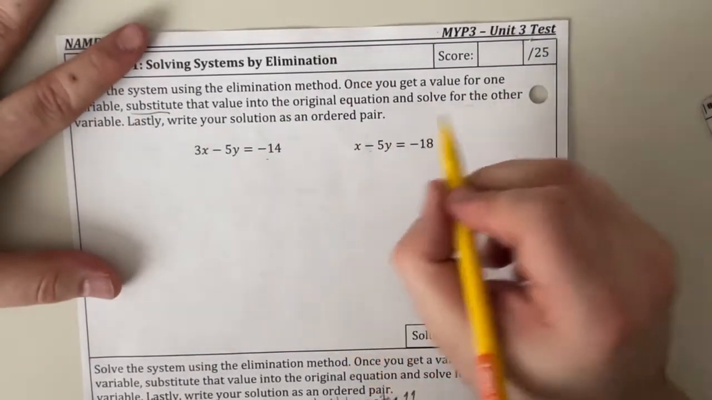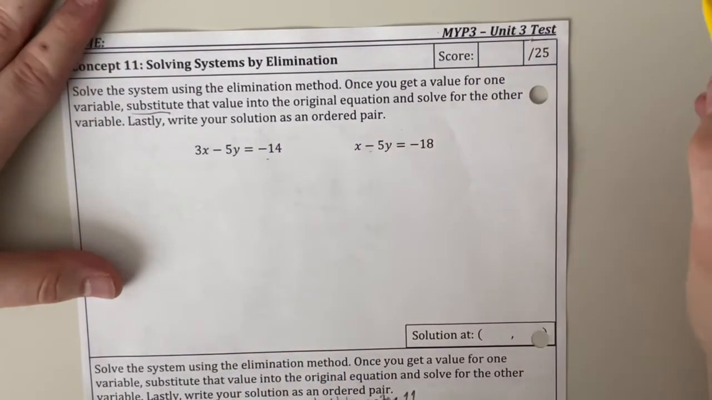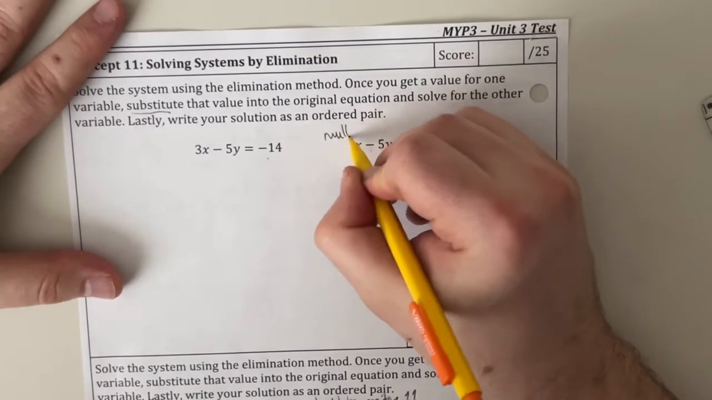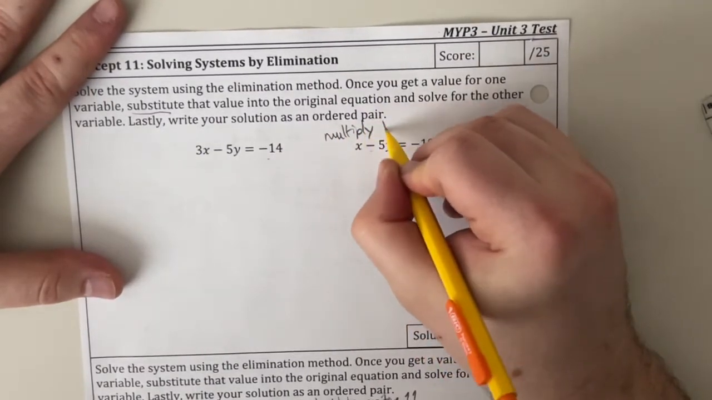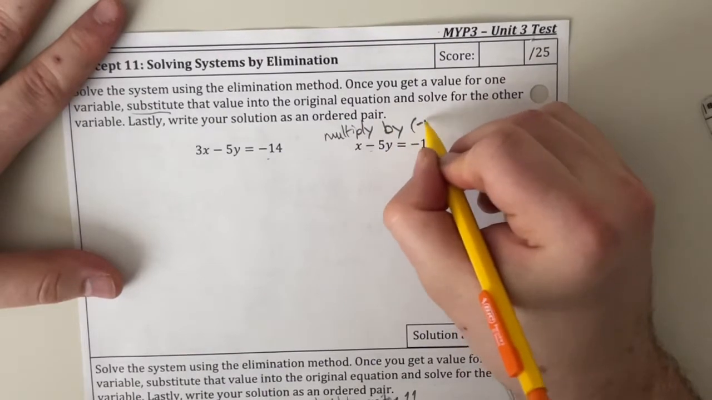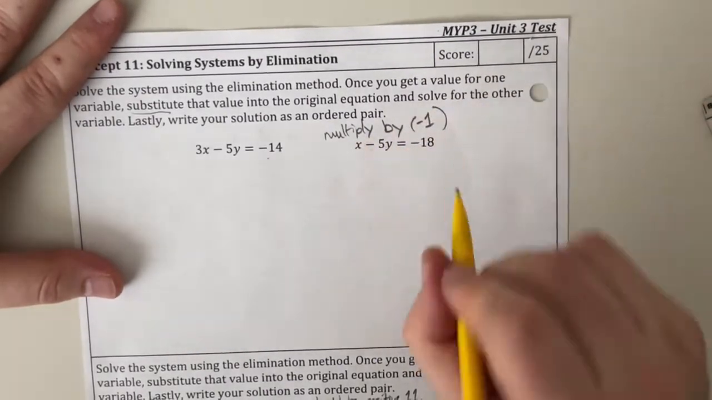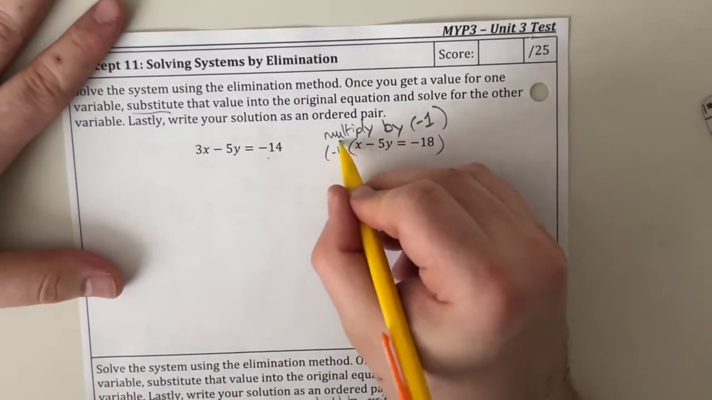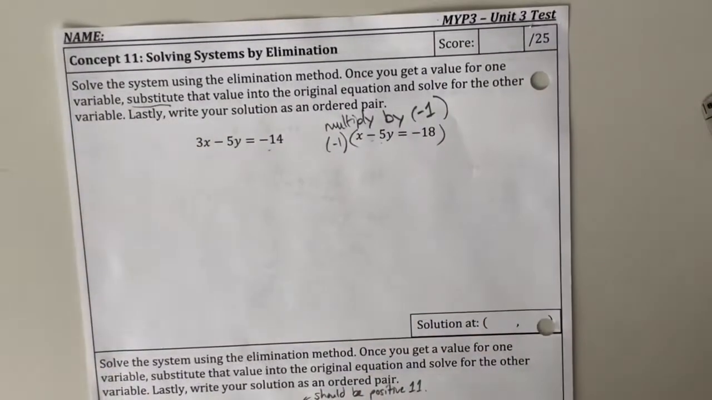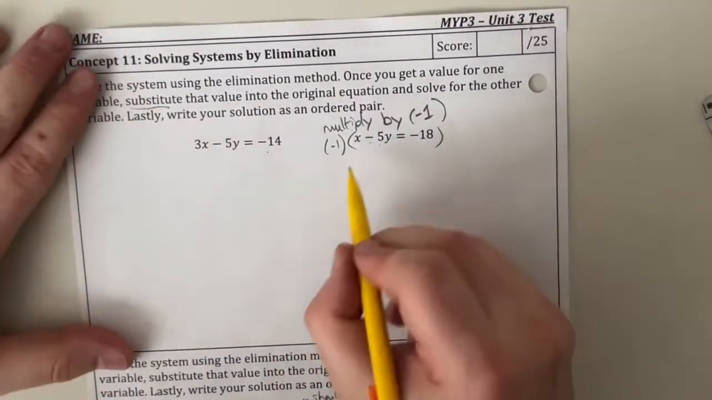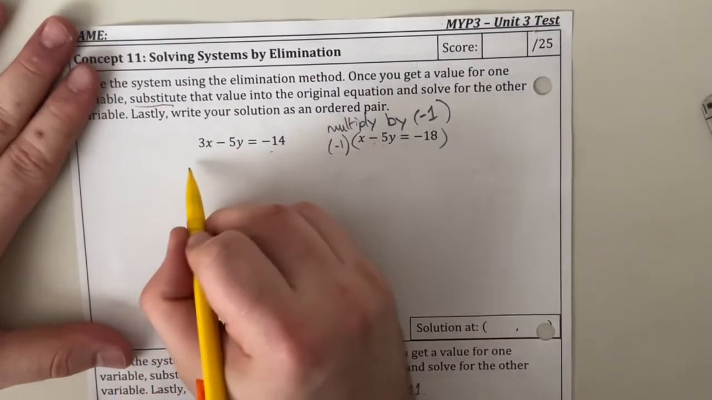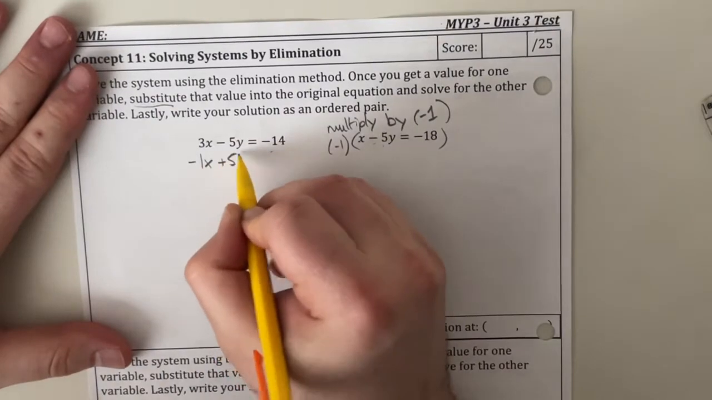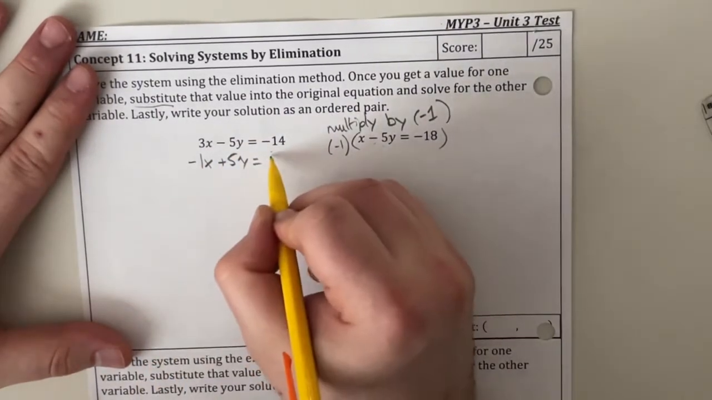So what I'm going to do is this. I'm going to multiply this equation by a -1, so that way I can have opposites for my y value. So I'm going to take this times a -1, and so the way it works is like this. I'm going to rewrite it down here. So I have negative 1x, and then I have plus 5y equals positive 18.